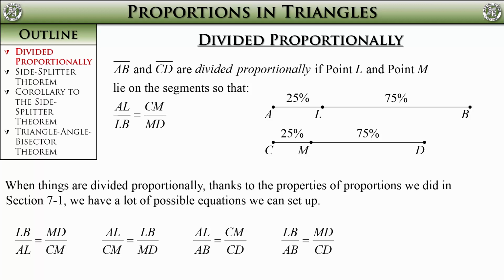Working horizontally or vertically is fine. Left to right works great. Up and down works perfectly. The one thing you can't do is cross. No making an X as you set up your proportion. For example, you can't go AL over MD equals CM over LB. Crossing like you would do with cross multiplication doesn't work. Stick to horizontal and vertical. Almost any proportion you set up that way will work.